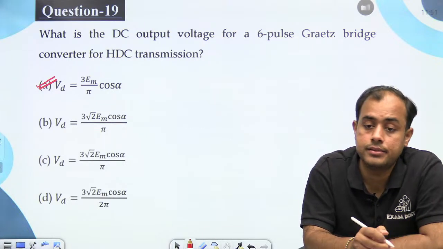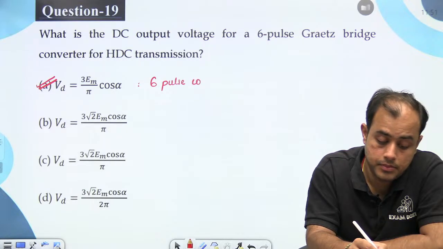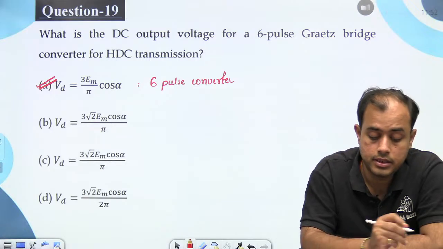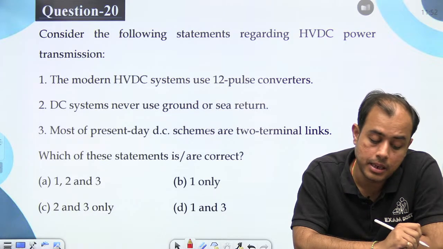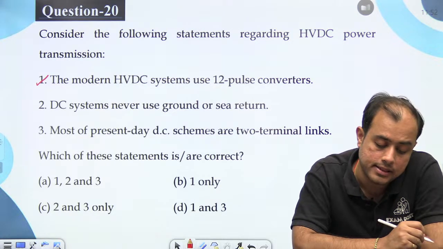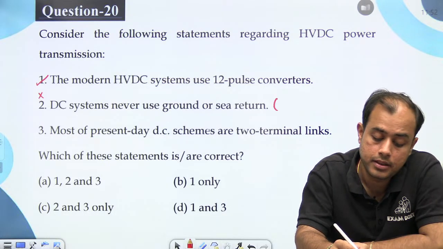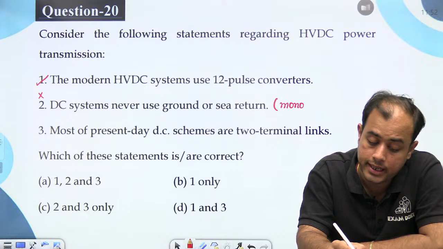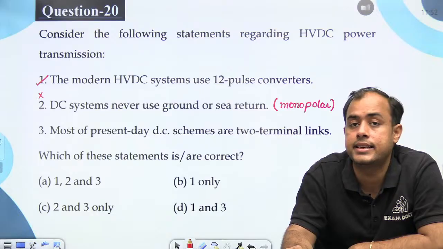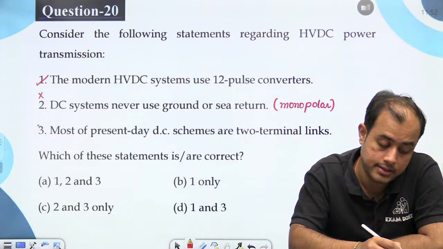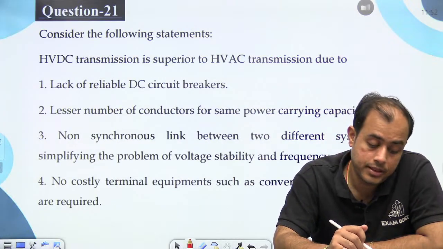ESE 2007. Six pulse converter, you study this in power electronics. ESE 2008. The modern HVDC system uses 12 pulse converter. They never use ground return or sea return? Yes, they can use it in monopolar link. Most of the present day DC schemes are two terminal. Yes. Two terminal as in sending end and the receiving end.